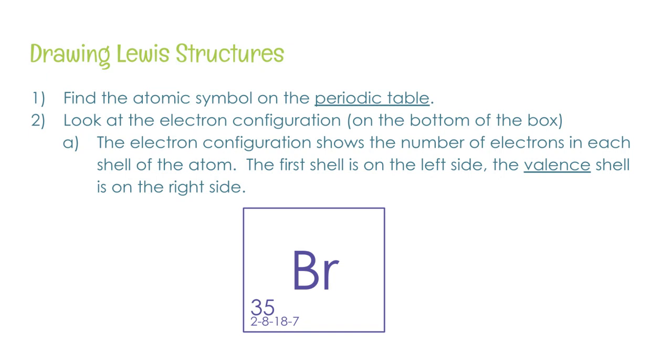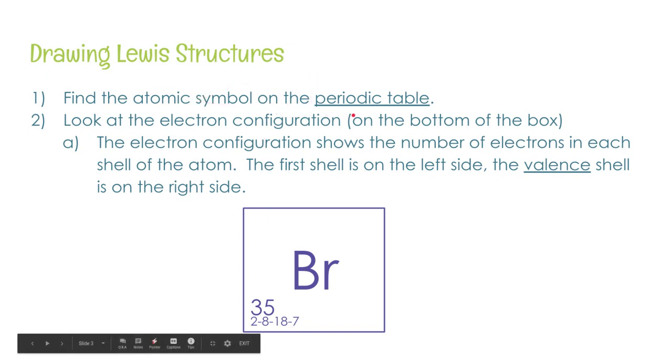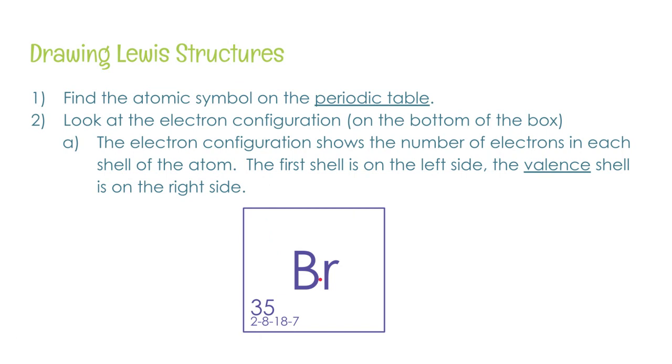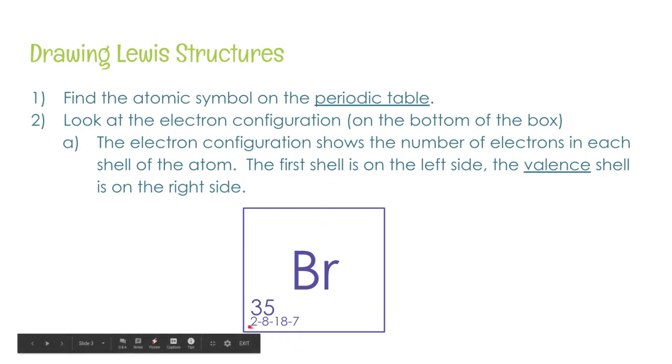We are taking bromine's symbol off the periodic table. If you didn't know bromine's symbol, which I don't expect you to just yet, you could look that up on table S. You look up bromine by name, and then you can find on table S its symbol is Br. Then we're going to look up the electron configuration, which is in our periodic table at the bottom of the box. That's the string of numbers right here. It's not 2 minus 8, it's 2-8.